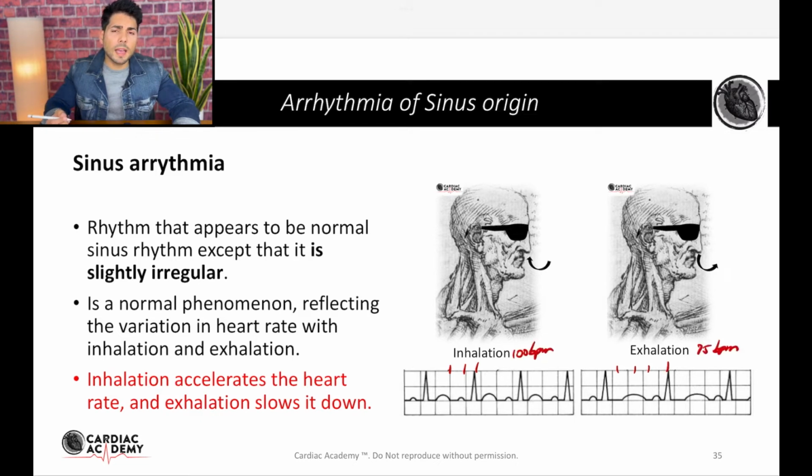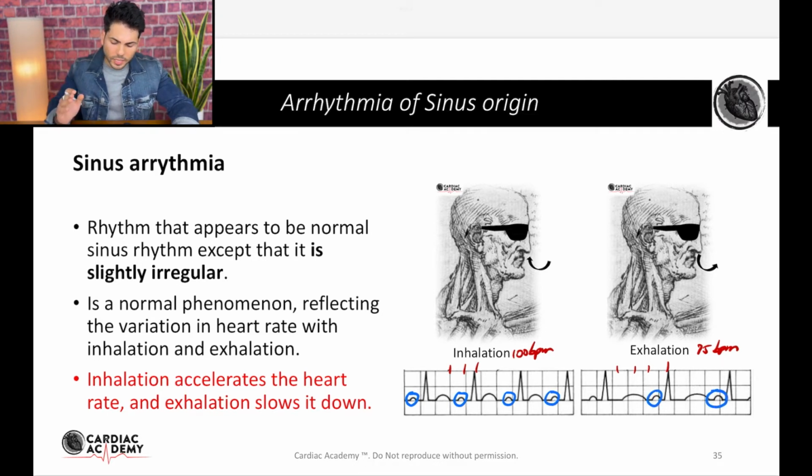And the reason this happens is because during inhalation, there is decreased vagal tone. And this decreased vagal tone is going to cause our heart rate to go faster. And then during exhalation, this vagal tone comes back to normal and slows down our heart. So you're going to see it's slightly irregular, but one important thing to notice is that you're going to see P waves. And these P waves are going to share the same morphology, all right?